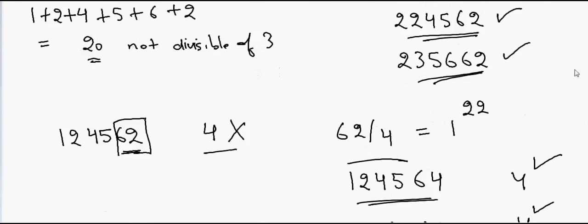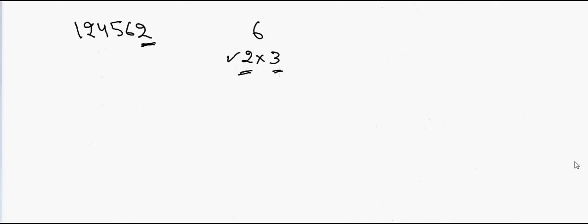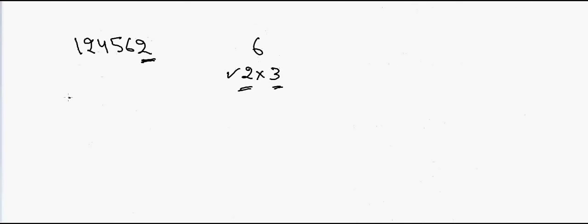But we did the test before and we find out that the sum, if I go back here, the sum was 20. So if I add all these numbers together, the sum was 20. So 1 plus 2 plus 4 plus 5 plus 6 plus 2 was 20, and 20 is not divisible by 3. So that's why this number should not be evenly divided by 6. But how can we modify this?